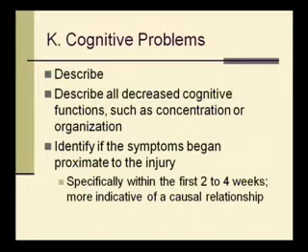Identify if the symptoms began proximate to the injury, specifically within the first 2 to 4 weeks, as this is more indicative of a causal relationship. Screening evaluations are often helpful for ruling out cognitive disorders, but if cognitive impairment is found, they are not specific as to the cause of the cognitive disorder, be it a TBI, depression, anxiety, sleep disorder, pain disorder, or other functional deficit. Neuropsychological testing should follow any positive result on screening tests to determine the most likely etiology of the problem.